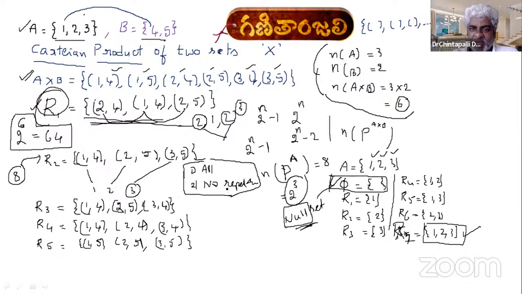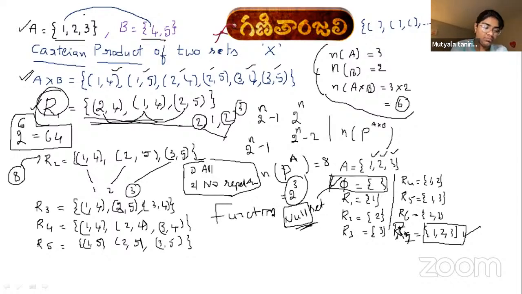The subsets of A cross B which follow these two conditions are called functions. It is the flashback of functions. Only those are called functions. Do you think that R1 is a function? No. R2? R2 is a function.